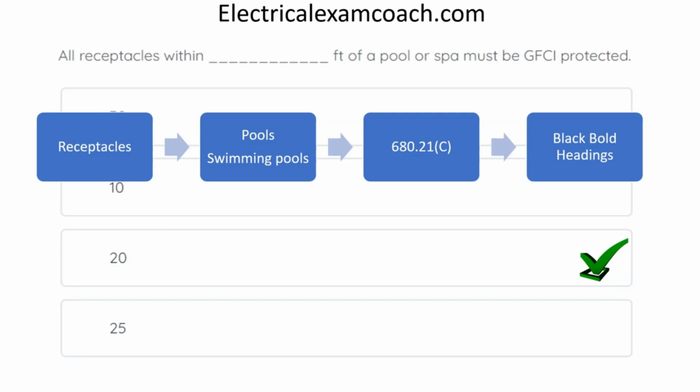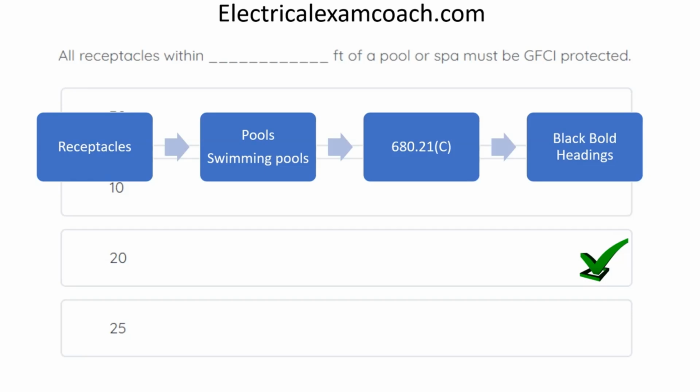Now we take the time to invest and read the paragraph. When we look down through there, we find, sure enough, 20 feet is the required distance. All receptacles within 20 feet of the pool or spa must be GFCI protected.